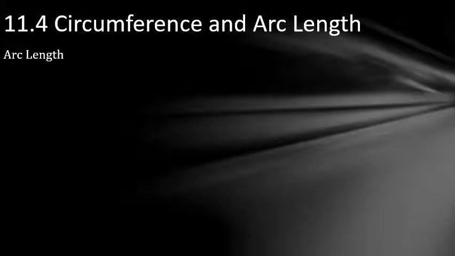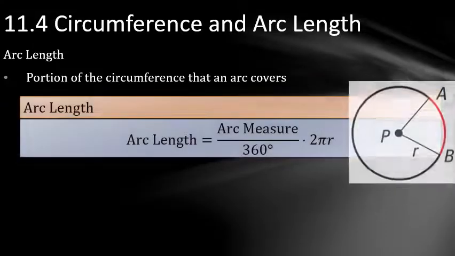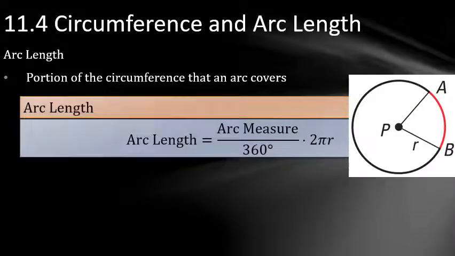Arc length. Arc length is the portion of the circumference that an arc covers. It can be found by taking the arc measure divided by 360 degrees times 2 pi r. This is simply the fraction of the circle times the circumference. So it's really just a fraction of the circumference.